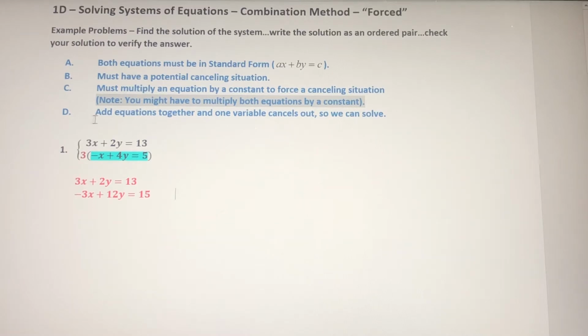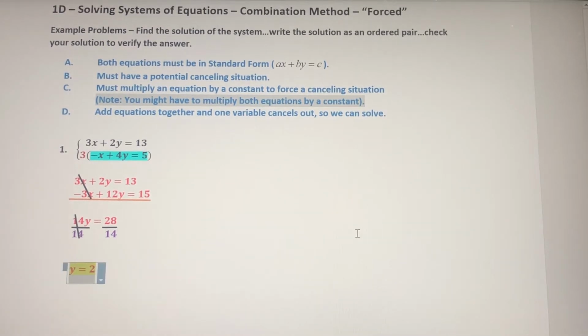So now I'm on to step D. I can add the equations together so the x's will cancel out. So let's add the equations together. Notice the x's cancel out. And I'm left with 14y equals 28. So a real simple equation I can solve for y. I'm going to divide both sides by 14. Those 14s cancel out, and I get half my answer, y equals 2.